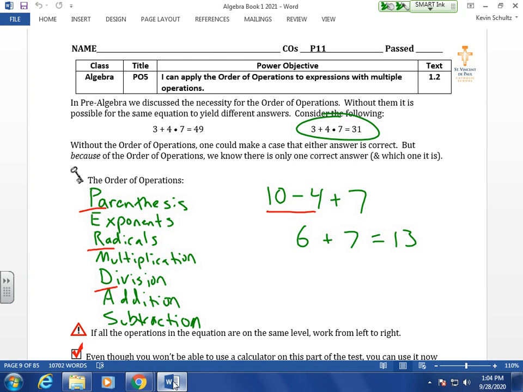That being said, however, could you add first if you wanted to? Sebastian, you initially said that you would add first. Tell me more about that. You could if you put parentheses around it. Okay, we'll talk about parentheses in just a little bit, but as it's written here, without parentheses, could you add first? I mean, yes, you could. Tell me how.